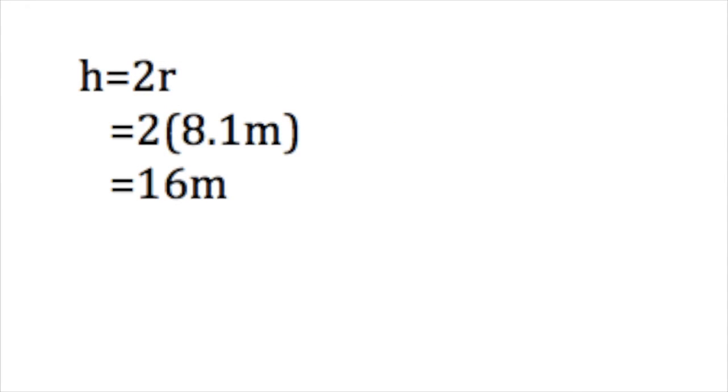Finally, we know that the height or diameter of the loop is equal to 2r, so we multiply the radius by 2, giving us an answer of 16 meters. Therefore, according to physics, the loop is 16 meters tall.